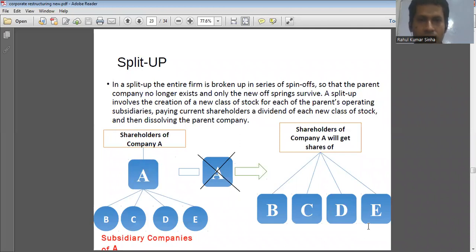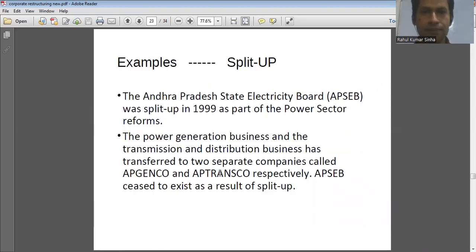So a split up involves the creation of a new class of stock for each of the parent's operating subsidiaries, paying current shareholders a dividend of each new class of stock, and dissolving the parent company. Here you see the parent company is company A, but after the split up there will be no parent company. There will be the new companies, the offspring, or you can say the subsidiaries of the parent company: B, C, D, E. So after the split up, the parent company will not remain in existence, and the new subsidiary companies will be in existence. So this is the split up.